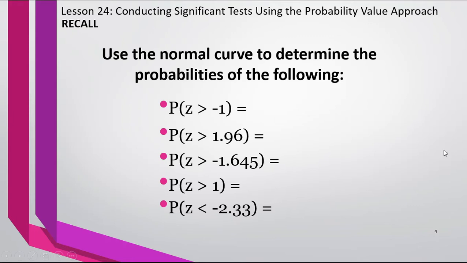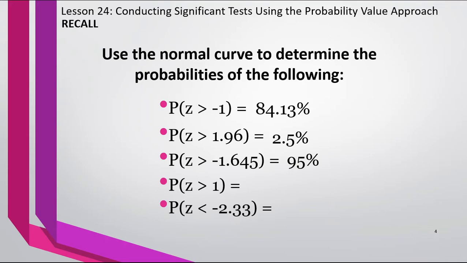Sige nga, compute natin. Okay, good. The probability is 84.13%. How about the probability of z greater than 1.96? Very good. This is 2.5%. How about when z is greater than -1.645? Very good. This is 95%. How about when the probability of z is greater than 1?